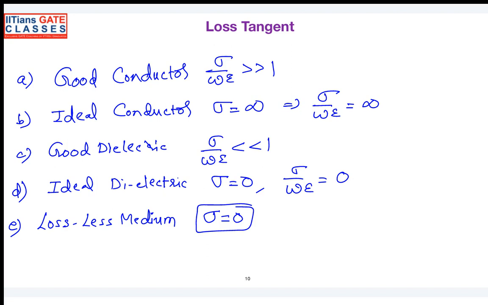You can see here, once I go to the derivation part, you can understand the reason why for the lossless medium, the conductivity has to be 0. So within a few minutes, you will come to know the answer for this.